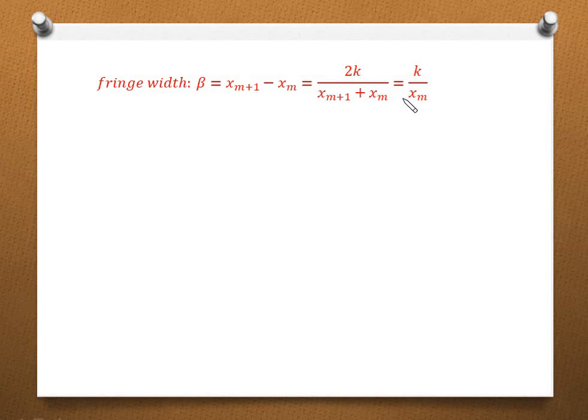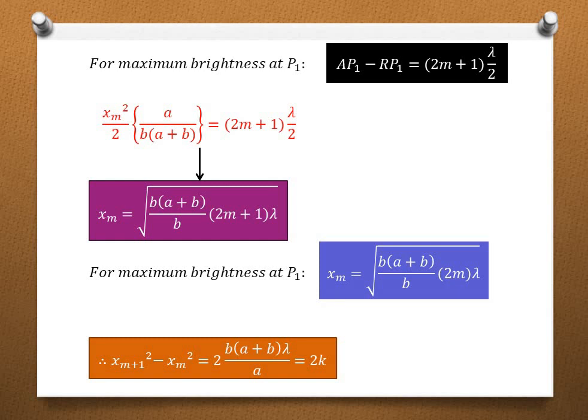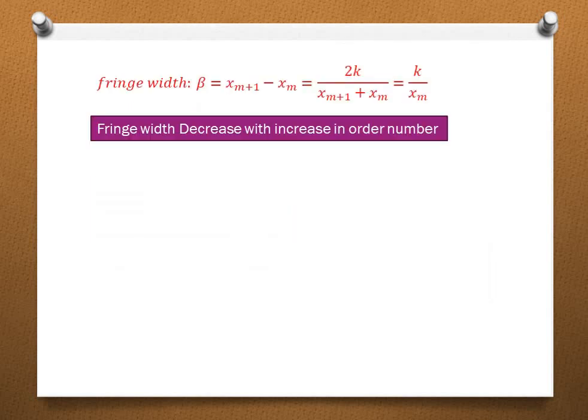If we move more and more toward the right, fringe width will decrease. That means fringe width decreases with the increase in order number, because xm is proportional to the square root of m. So fringe width gradually decreases with the increase in order number.